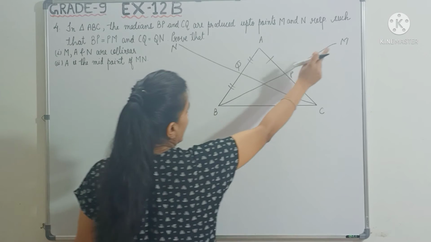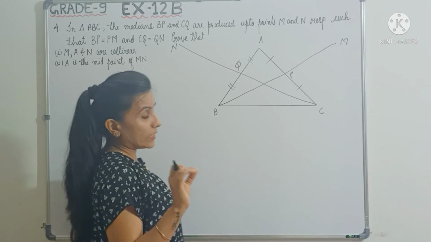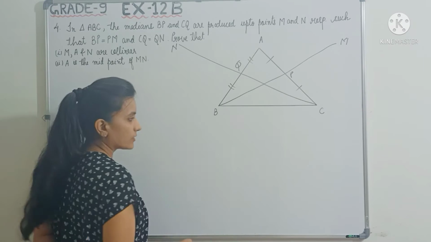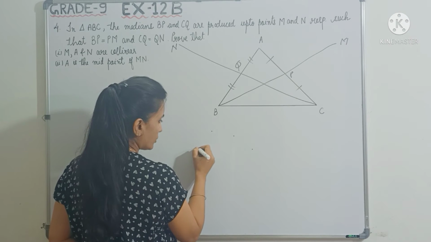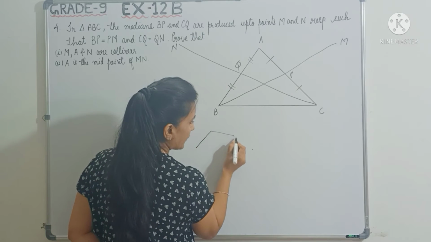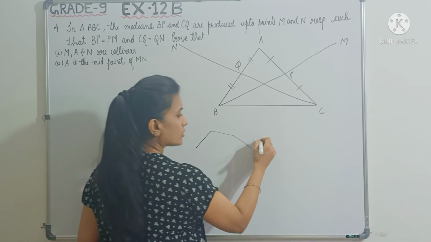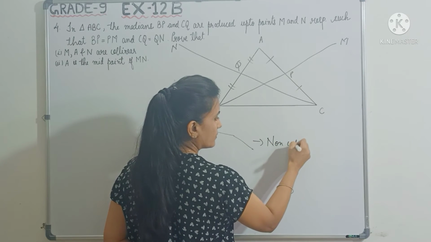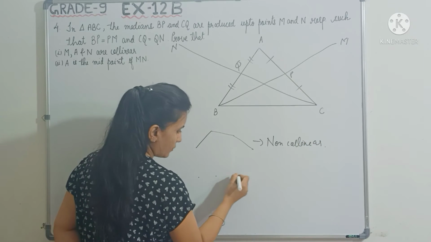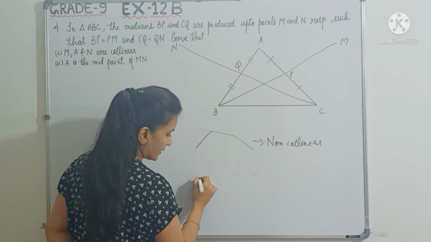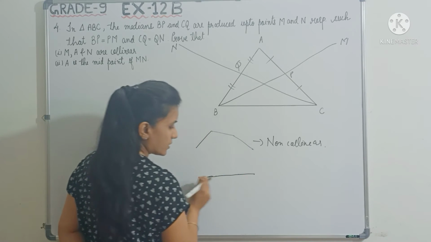So M, A, N, they are collinear. First try to understand what you mean by collinear points. See, if I take some points and if I connect all these points, am I getting a straight line? No, right? So such points are called non-collinear, and these points, if I connect them, I get a straight line.